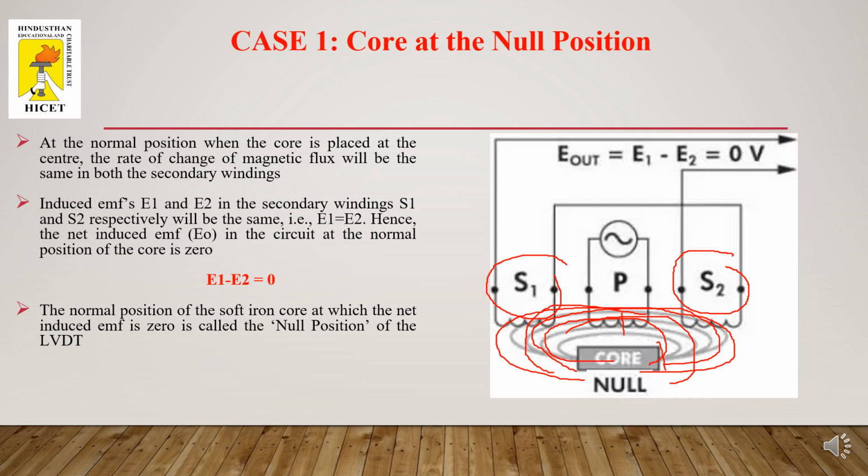So it may be 4 volt or it may be 4 volt. It will produce equal voltage. So when you take the differential voltage, obviously the output voltage is going to be 0. So please do understand, in case 1, when the core is at null position, the secondary windings E1 and E2 will be induced with the same EMF, and hence the output voltage is 0.